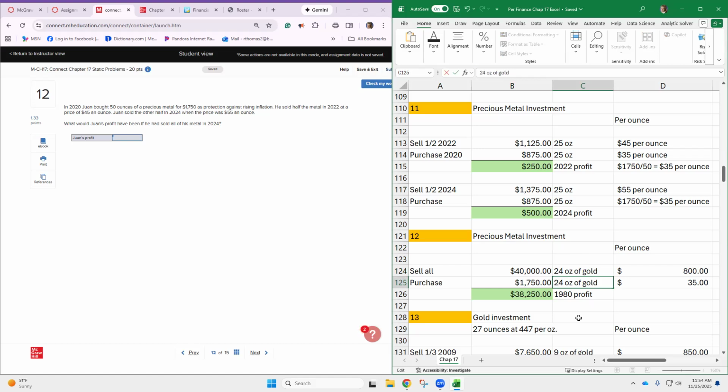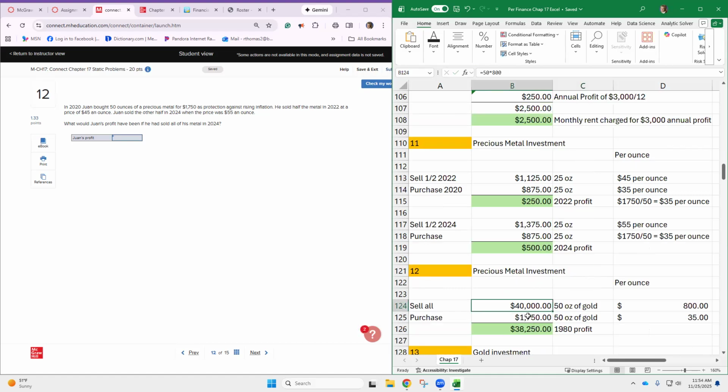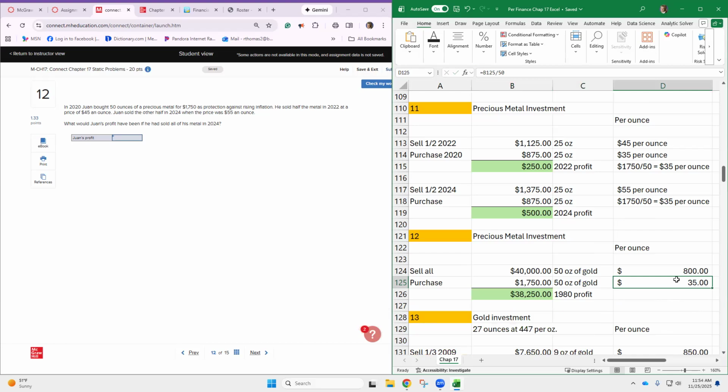Okay, 50 ounces. So what about 50 ounces of gold? It cost him, when he bought it, 50 times 35, it's the 1750, right? Which is the $35 cost. Well, what if it's 55 in 2024 and he sold it all in 2024? Yep. So I'm going to put $55 here. And this is all, if he did all of it, well, he would have made more money.